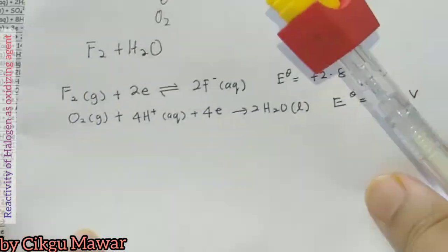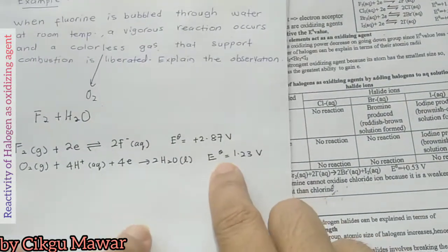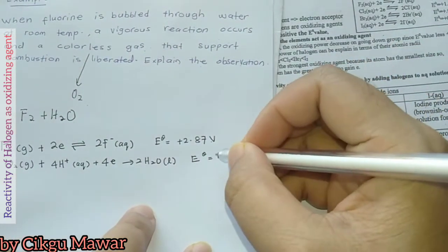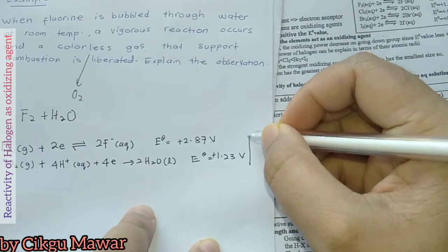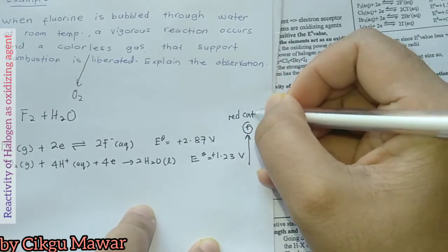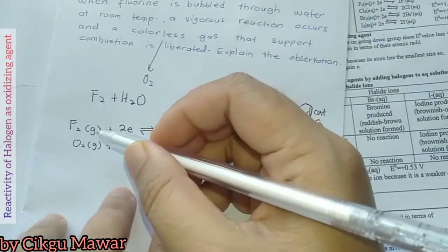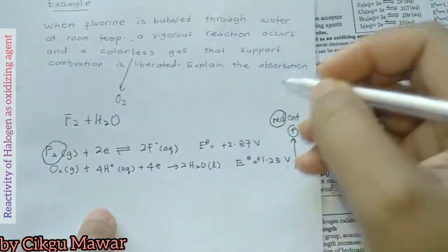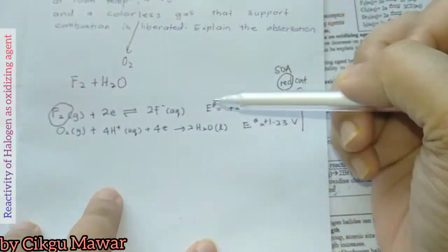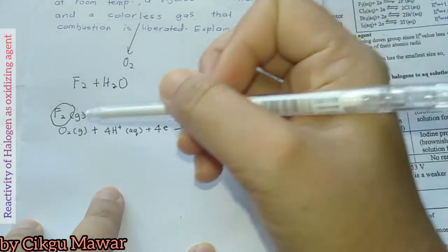Let's write the equation. I already wrote it. You know that this is the most positive and this is less positive. The most positive will undergo reduction. So you know that fluorine is a stronger oxidizing agent, which means fluorine is able to oxidize water to form oxygen gas.